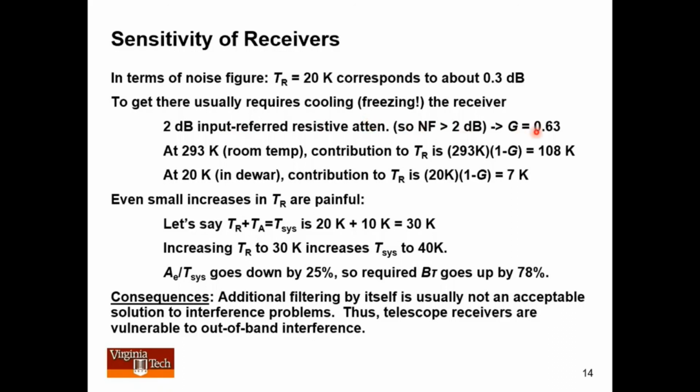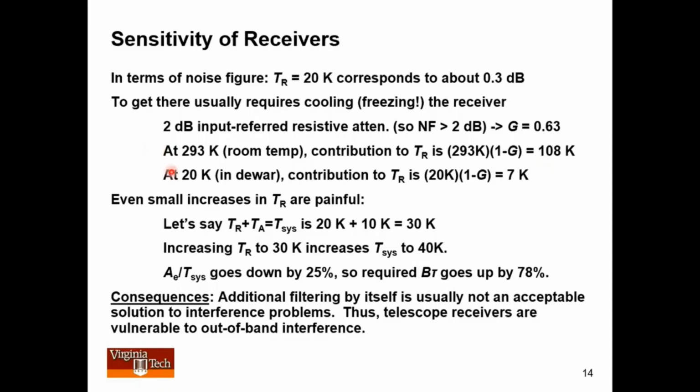The gain is 0.63 in linear units. At room temperature, which is about 293 Kelvin, I think that's 68 degrees Fahrenheit, the contribution to the receiver temperature would be 100 Kelvin. You already see that's ridiculous. It's absurd. That's much greater than the 30 Kelvin or so that I'm talking about in previous slides. That is not something we would consider putting in the focus room of a $100 million telescope.